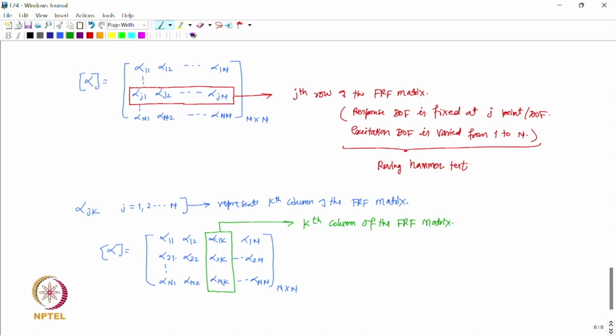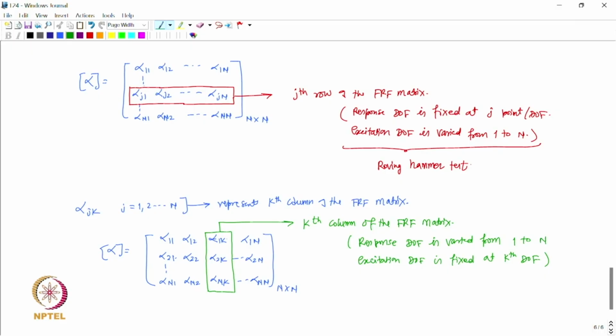Right. So, in here what is being done? The response DOF is varied from 1 to n, and the excitation DOF is fixed at the kth DOF.